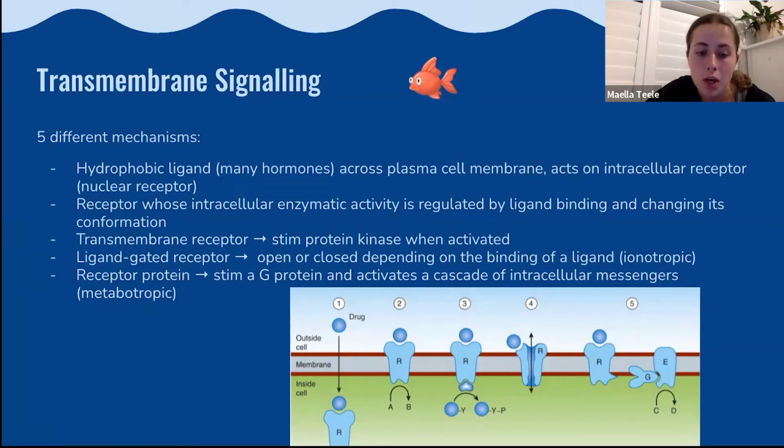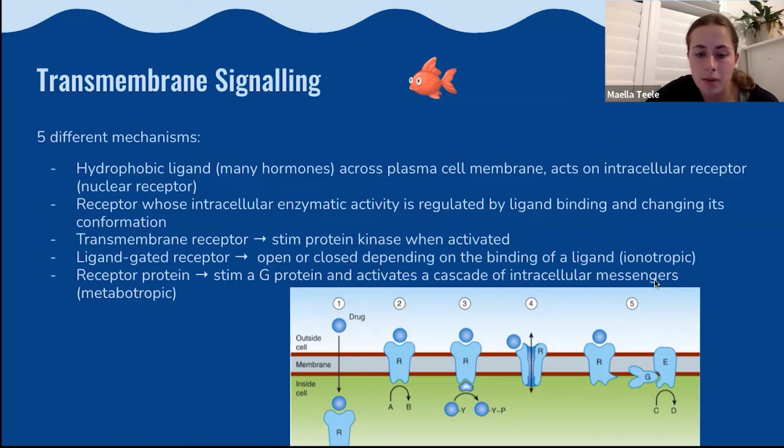In image 2, you've got the ligand, which is bound to the receptor on the outside, and then the intracellular activity is regulated, so you can see A going to B once the ligand has bound. C is a transmembrane receptor, which stimulates a protein kinase when activated by the ligand again. 4 is a ligand-gated receptor. By the way, the little blue circle is what we call a ligand. This little blue circle has just approached the receptor. If it approaches the receptor, it will open the receptor. If it goes away, it will close the receptor.